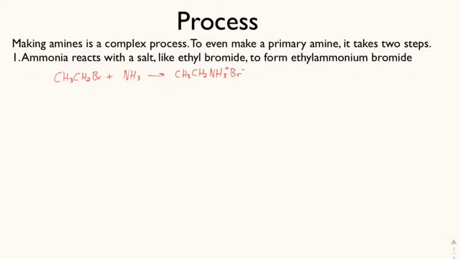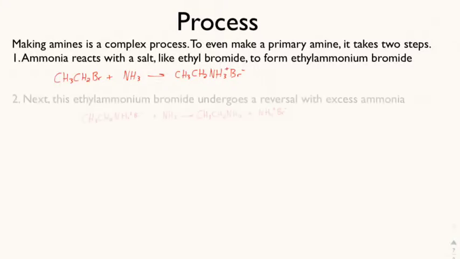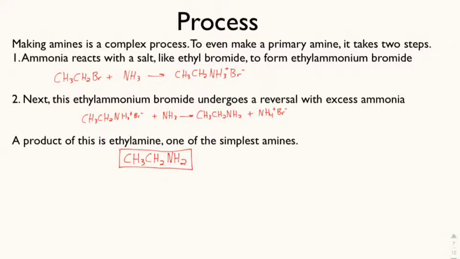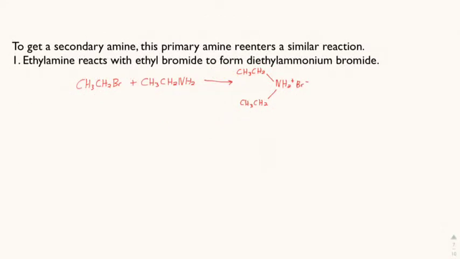Making amines is very complex. There are many methods, and each of them have more than one step. To make a primary amine, it takes at least two steps. First, ammonia reacts with a salt, like ethyl bromide, to form ethyl ammonium bromide. The ethyl ammonium bromide formed in the first step then reacts with excess ammonia in a reversal reaction, and the ammonia takes away one of the hydrogen ions and makes ammonium, and also takes away the bromide. The final product in a reaction like this is ethylamine, which is one of the simplest amines. Now we have a primary amine.